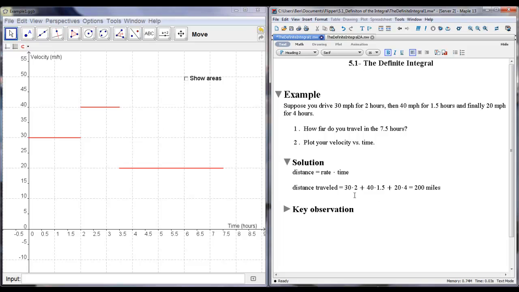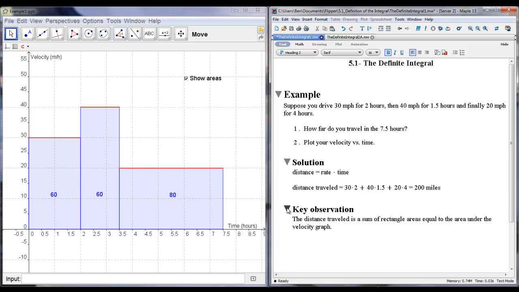But if you look at the calculation of distance, for example, in the first segment you've got 30 times 2. Well, 30 is the height of the graph, and 30 times 2 is actually the area of this rectangle under the graph. And the same is true for the other two segments of the velocity graph. So in fact, the total area under that graph is the distance you traveled. That's the key observation we want to make in this example: the distance traveled is a sum of rectangle areas equal to the area under the velocity graph.